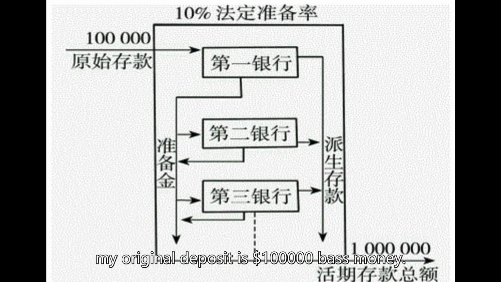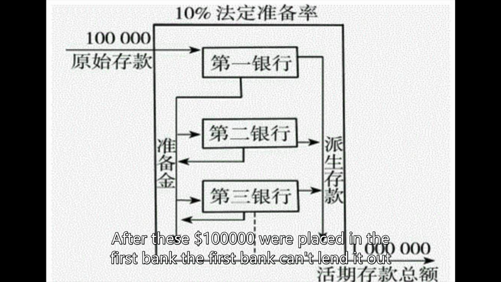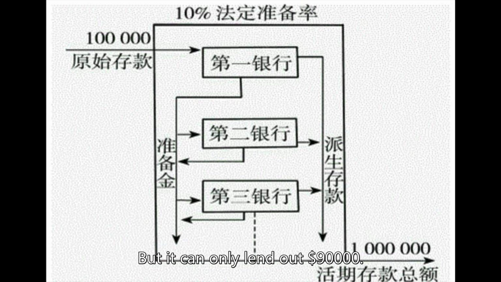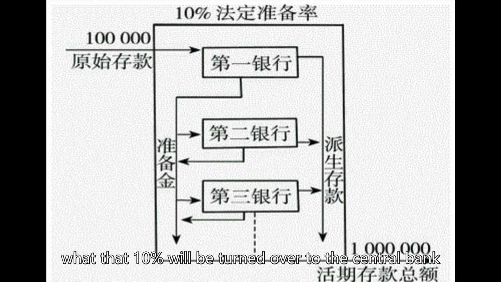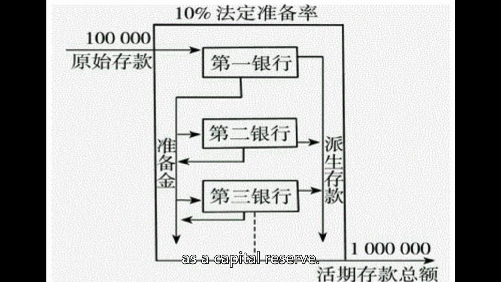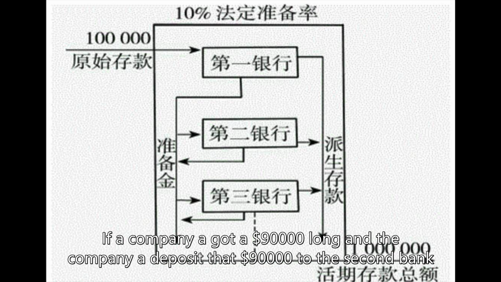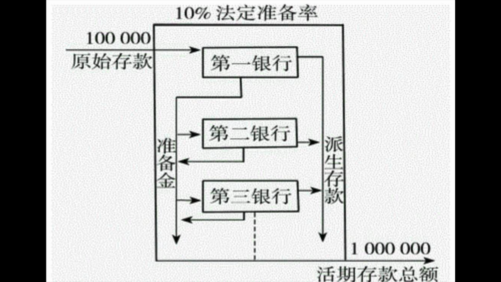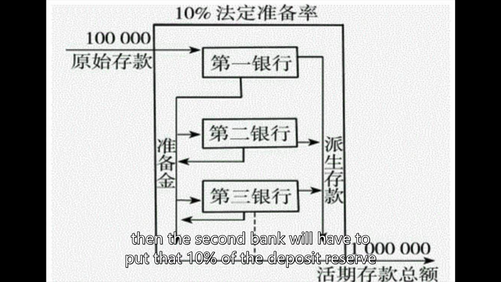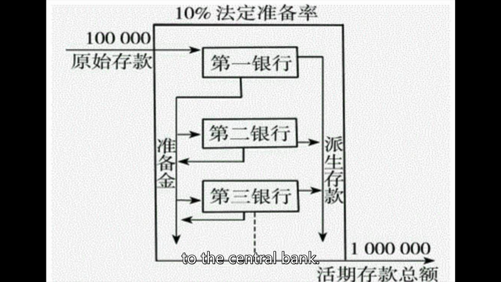For example, my original deposit is $100,000 base money. After this $100,000 is placed in the first bank, the first bank can lend it out, but it can only lend out $90,000. So the $10,000, that 10%, will be turned over to the central bank as a capital reserve. If company A gets the $90,000 loan, and company A deposits that $90,000 in the second bank, then the second bank will have to put that 10% of the deposit as reserve with the central bank.